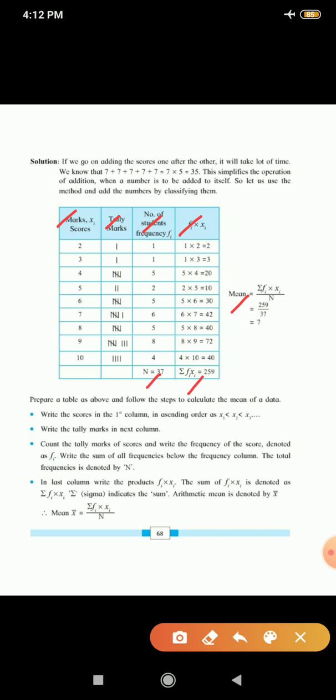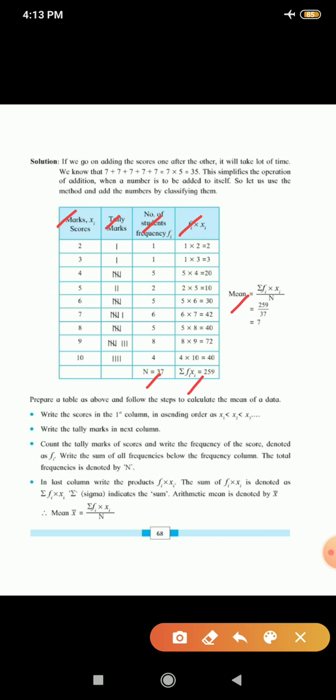So I hope you have followed how to prepare this frequency table. It's very easy and interesting. So prepare as above a table and follow the steps to calculate the mean of the data. Write the scores in the first column in the ascending order, so x1 is less than x2 is less than x3. I have explained all this to you. Write the tally marks in the next column. Count the tally marks of the scores and write the frequency of the score denoted as Fi.